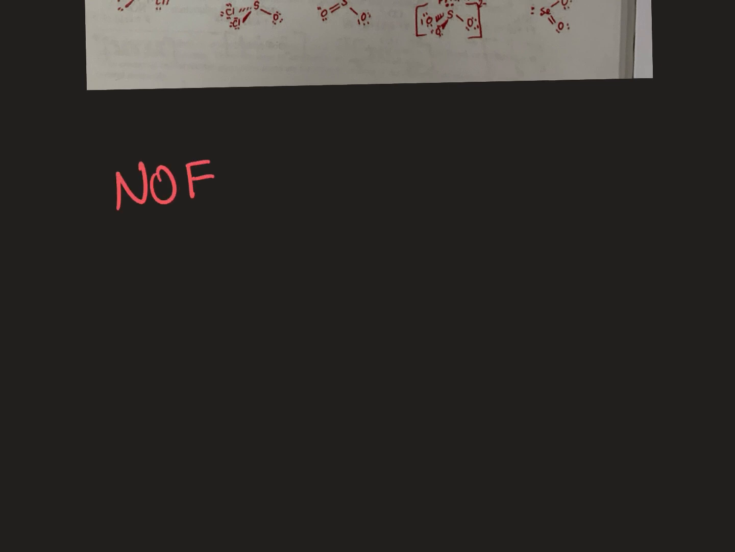So I'm doing NOF on the board up here. Generally, the least electronegative is nitrogen, is that okay? Yeah. And so this one's one of those ones that's a little tricky. To know how to do this one right, let's just try it. Let's put N in the center, because it's the least electronegative, right?